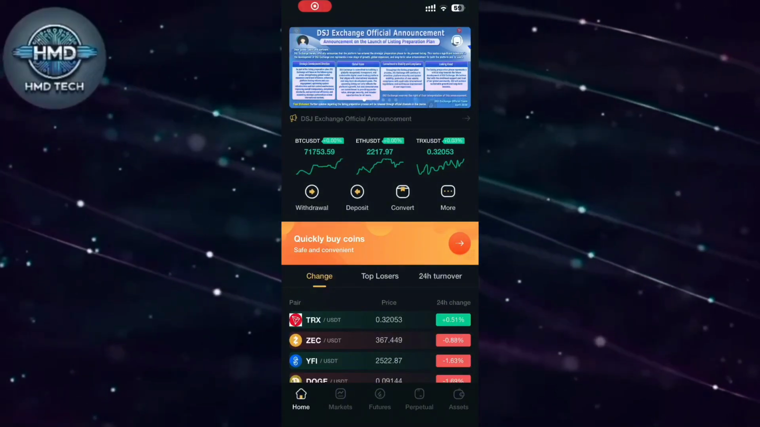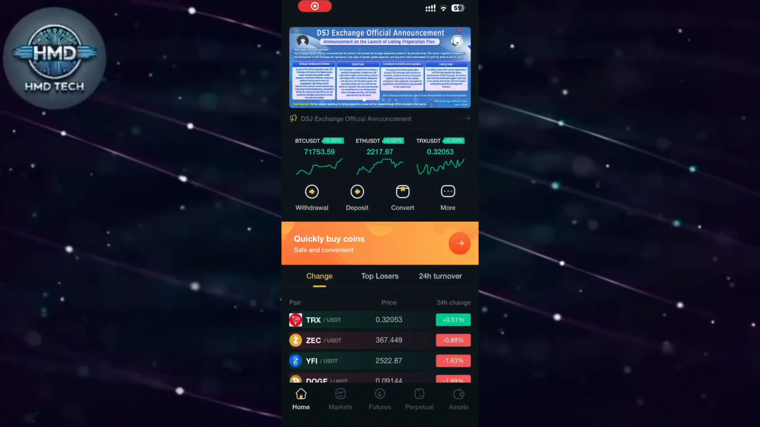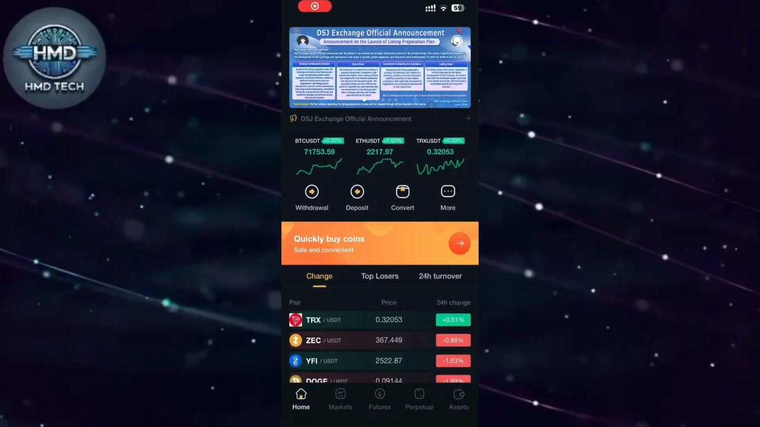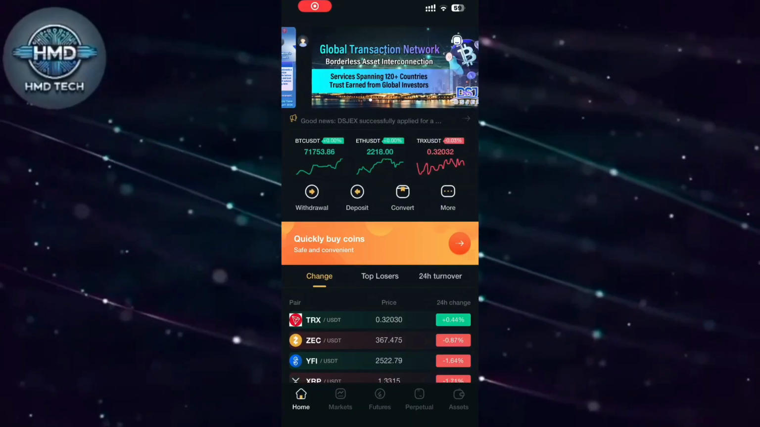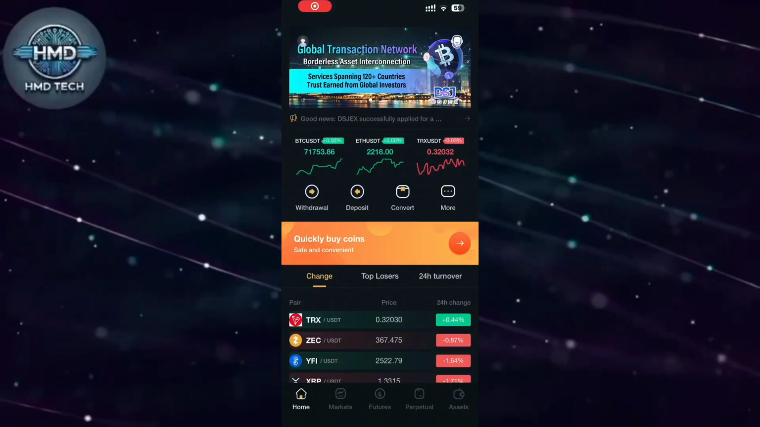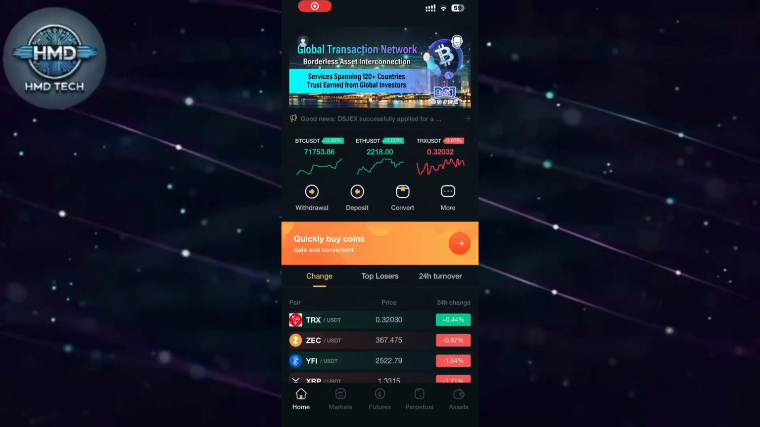But here's the truth. When you open a long position, you're putting money behind a prediction. If you're right, you win. If you're wrong, you lose. And without proper risk control, one bad trade can wipe out multiple wins.